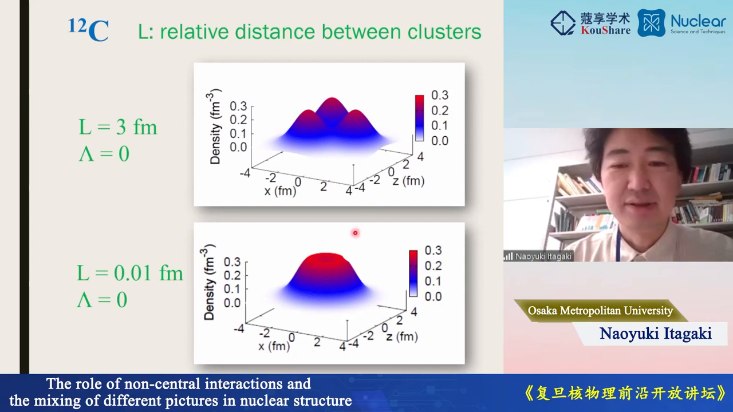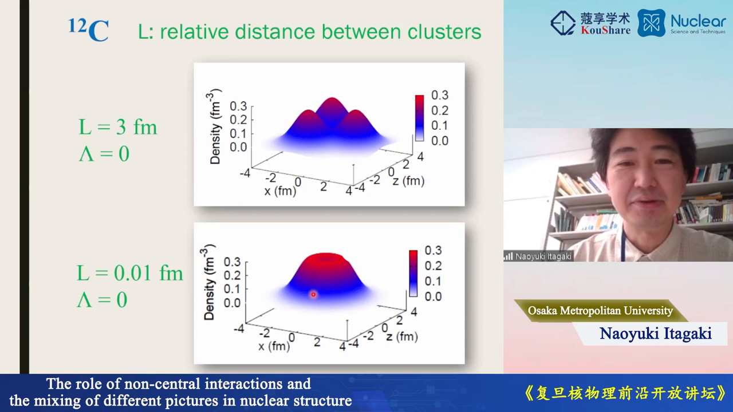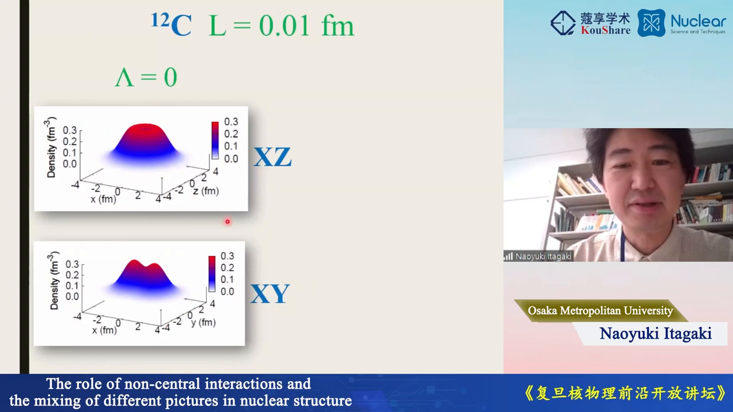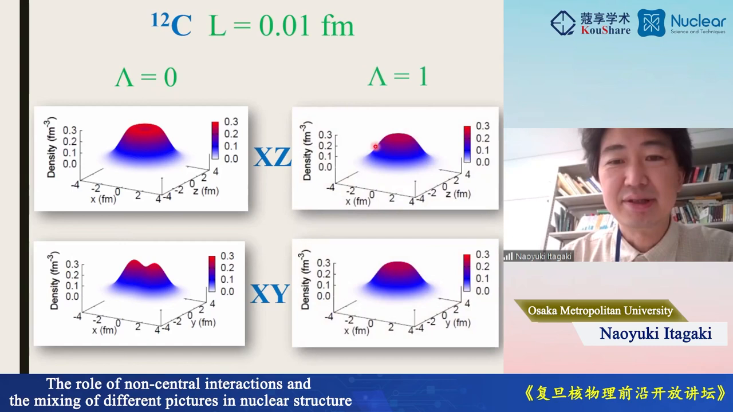And it looks like a shell model-like state. But as I mentioned, this is a three-dimensional harmonic oscillator state because it's not spherical. If you see the density projected on the XZ plane, it's something like this. But if we draw the density projected on the XY plane, it's something like this. This is a deformed state. And from this traditional cluster model state, we introduce the lambda parameter equal to one. Then the density projected on the XZ plane and the density projected on the XY plane become identical.